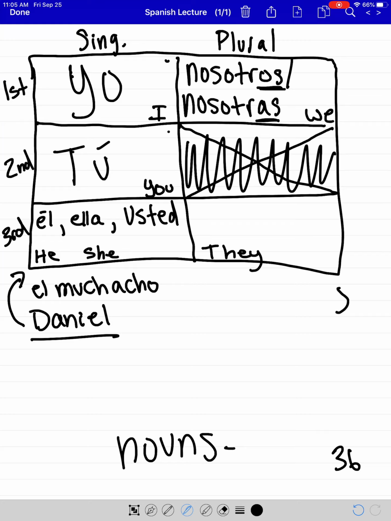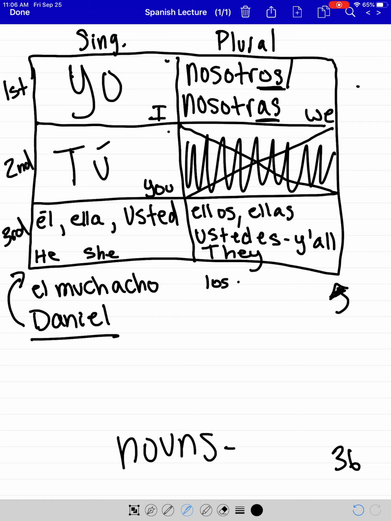Sort of the same thing for the third person plural. This can be any group of people that you are not a part of. So for example, it could be ellos or ellas, which means just they. It could be a new word, which is ustedes, which means y'all. It could be los muchachos.